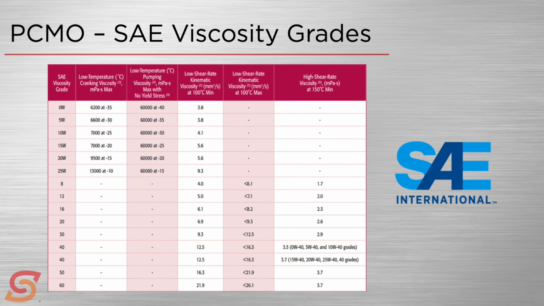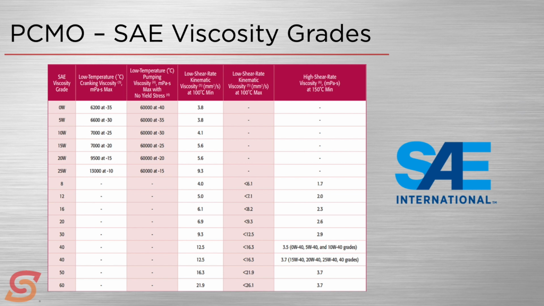Okay? So the SAE just deals with how thick the stuff is. You can, and I mentioned this in classes before, have a jar of honey and get an SAE classification for it, right? It's not telling you anything about how good an oil it is, just how viscous it is, just how it resists flow.